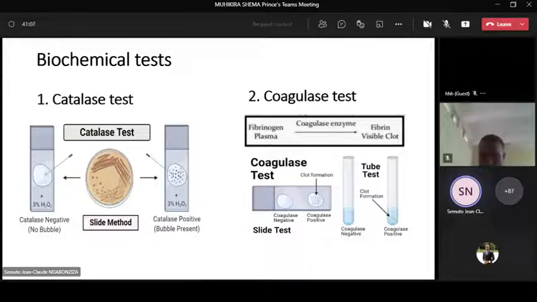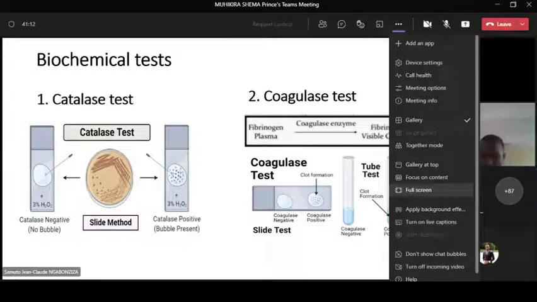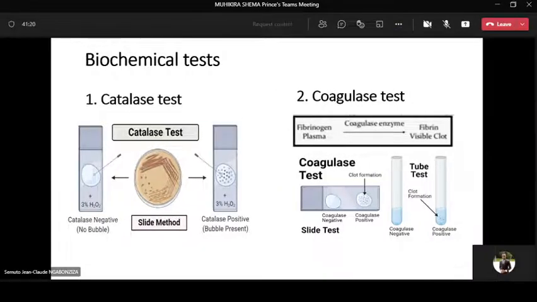So coagulase, you can do by adding a drop of plasma on your slide and see whether the clot can be formed on your slide, or sometimes in your tube. So it is possible to visualize that on the tube. So these two enzymes are mostly used to differentiate staphylococcus from streptococcus: catalase, and coagulase is mostly to differentiate staphylococcus species. We see all those.